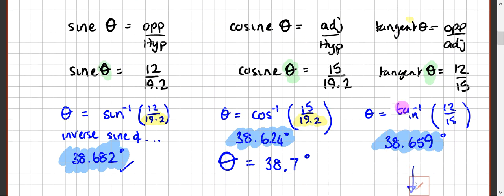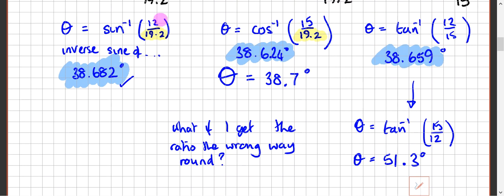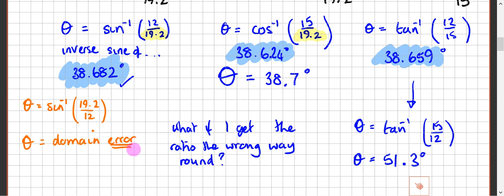On the contrary, though, what if you did these two the wrong way round? So do this one, for instance. Have a go at theta is the inverse sine of 19.2 over 12, and tell me what you get. Domain error. Yeah. Why? Because it's not possible. Why not? Because the hypotenuse needs to be the longest.